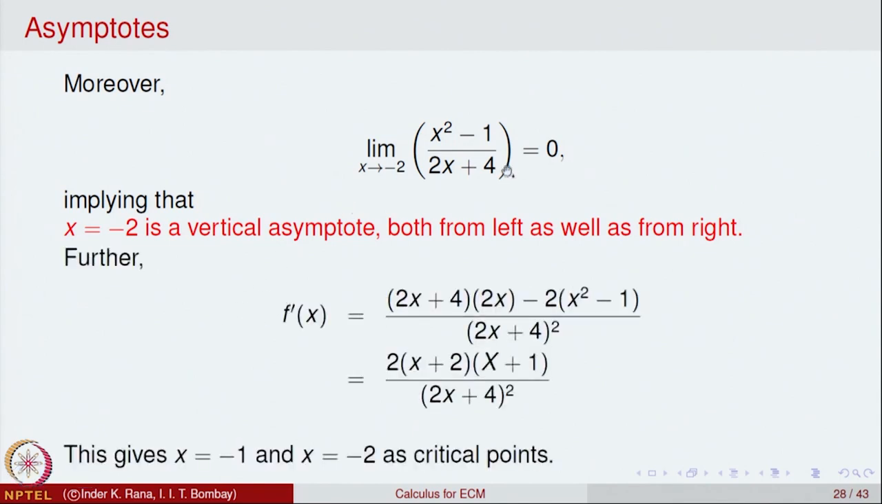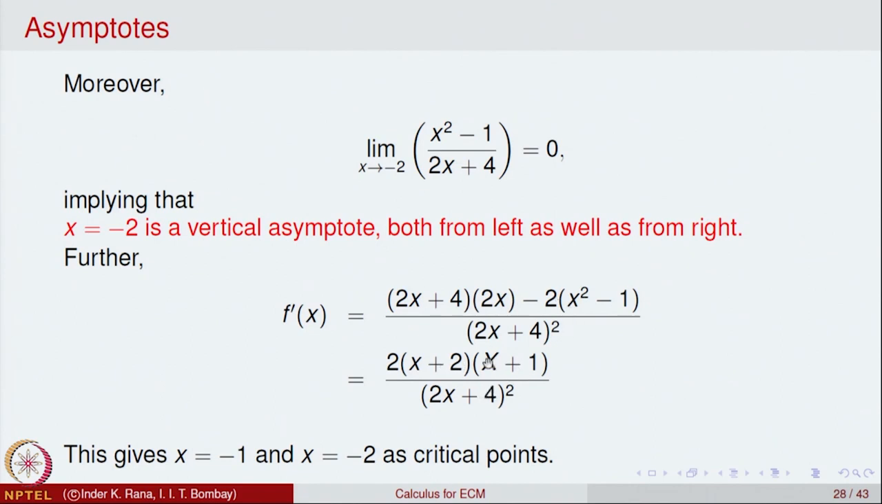One can also look at the derivative of this function to analyze whether it is increasing or decreasing and what the critical points are. This is a function of the type p by q, a numerator and a denominator, one function on the top, one at the bottom. So, you can find the first derivative. The first derivative f dash of x, by the quotient rule, is (2x plus 4) into the derivative of x square minus 1, that is 2x, minus (x square minus 1) into the derivative of the other function, 2x plus 4, which is 2, all divided by (2x plus 4) to the power 2.